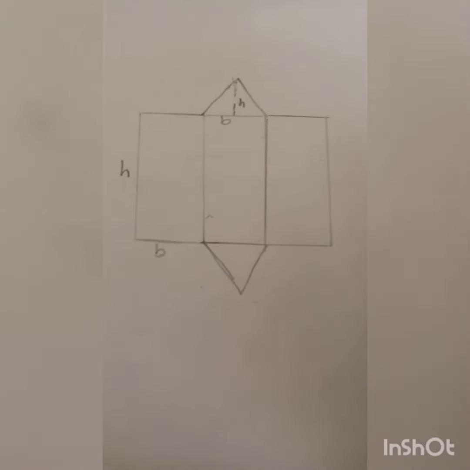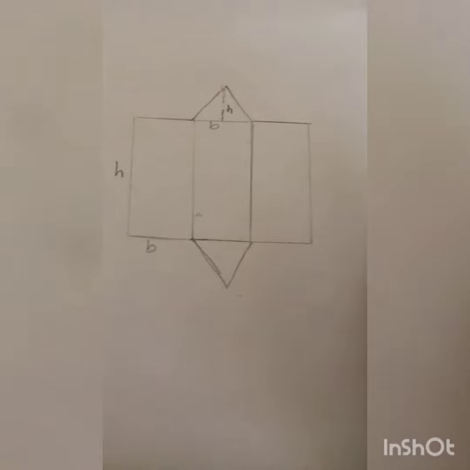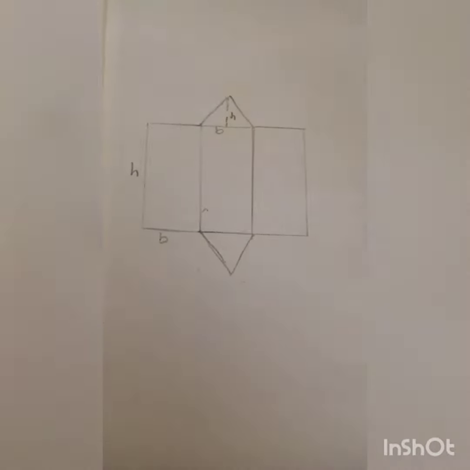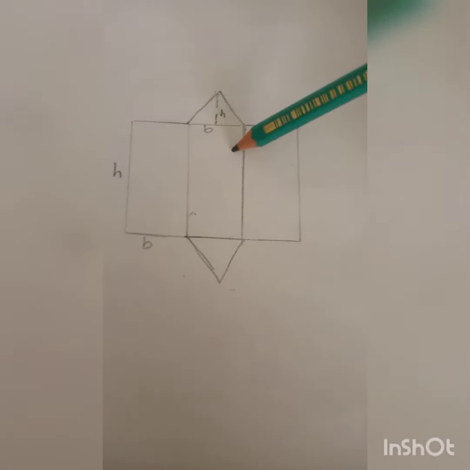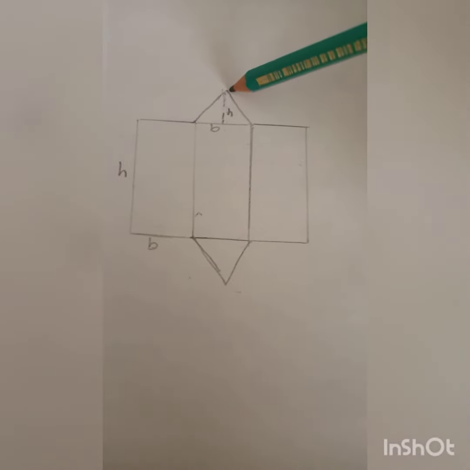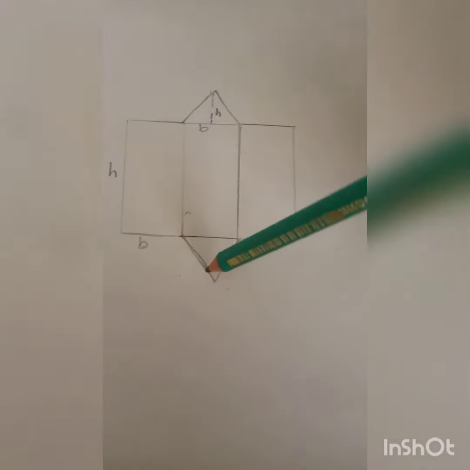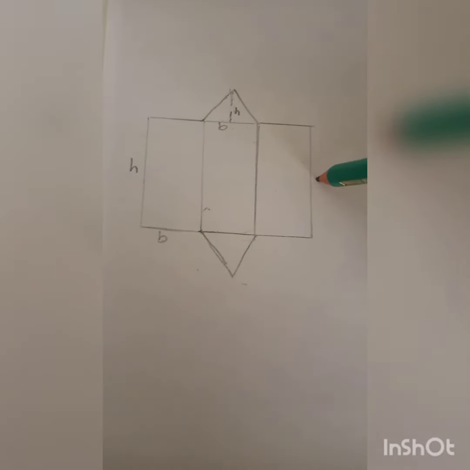In this video, I'll be explaining and demonstrating how I managed to arrive at the surface area formula for the triangular prism. So what I did first was to draw the net of a triangular prism, and the net of a triangular prism results in us having two equal triangles and three equal rectangles.